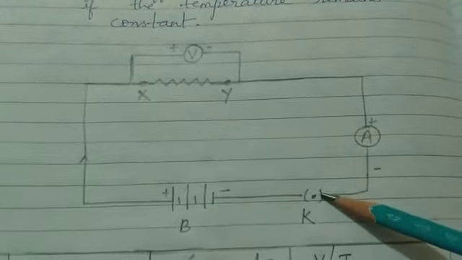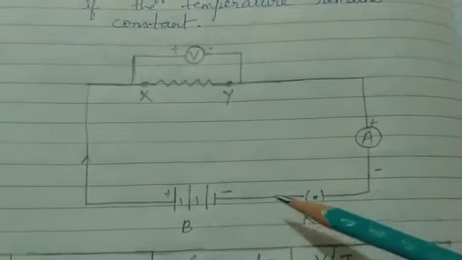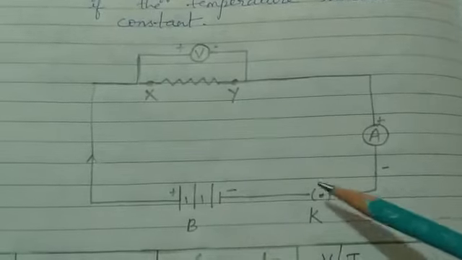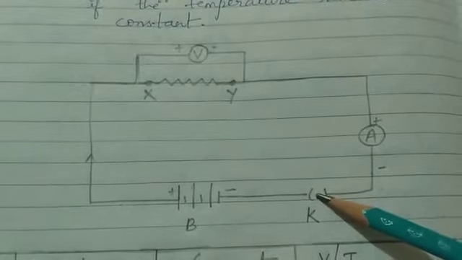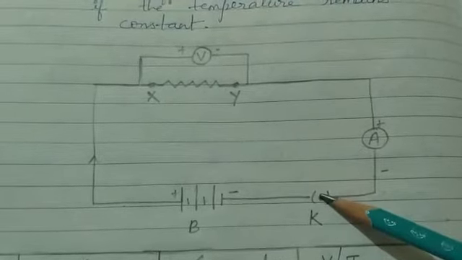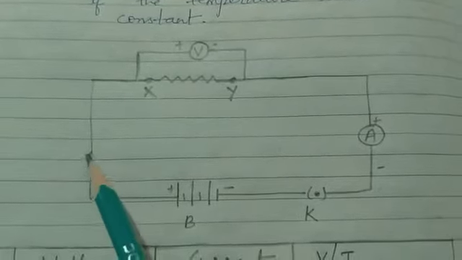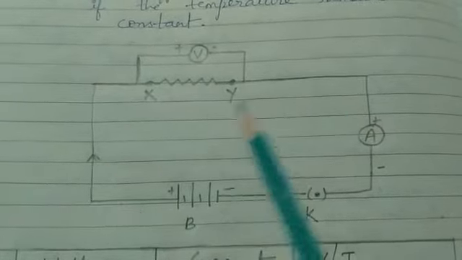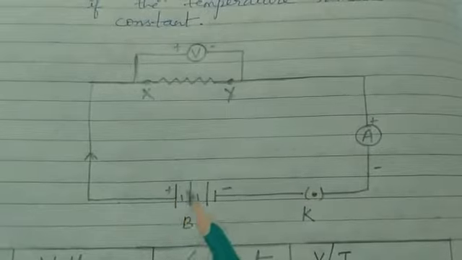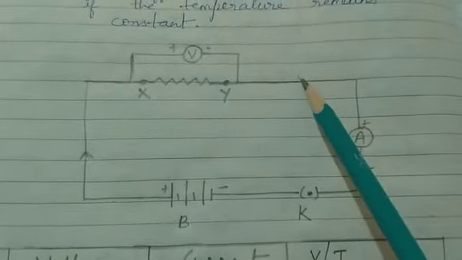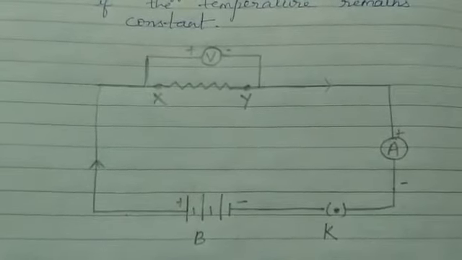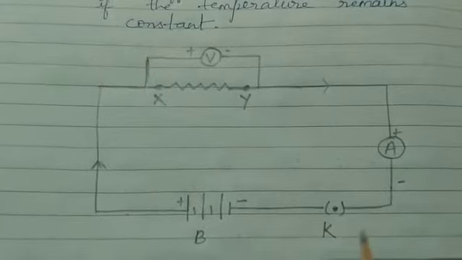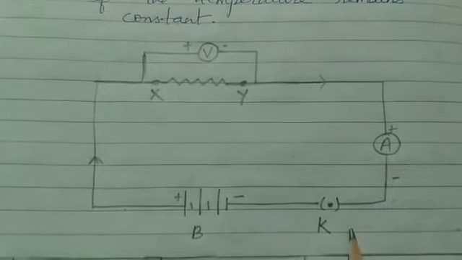Then this is the key or switch. Then this is the battery. When the key is closed, that means the switch is on, at this time the current is flowing in the circuit. If an arrow diagram is there, that means current is flowing, from positive to negative. So this is the circuit to prove Ohm's law.